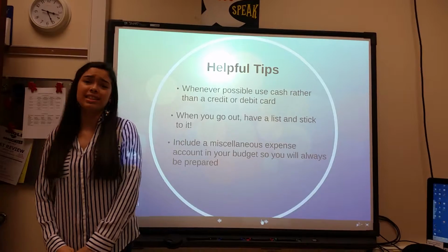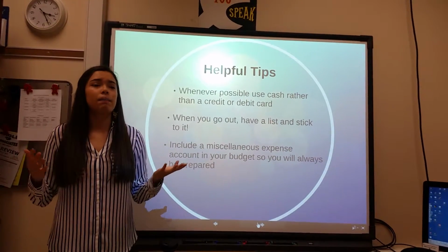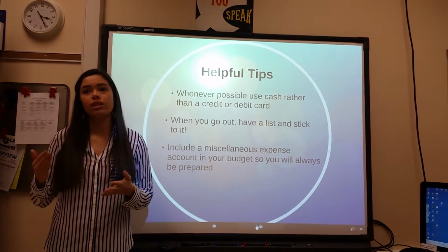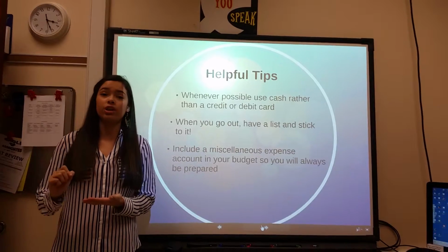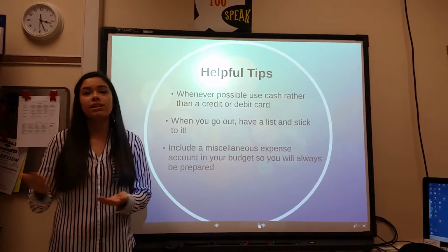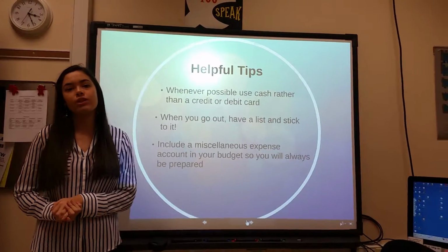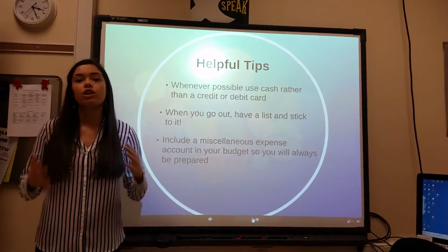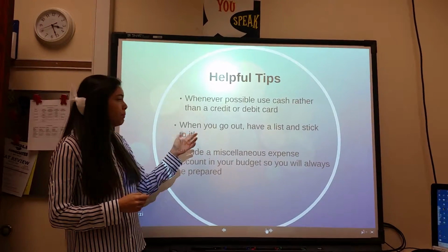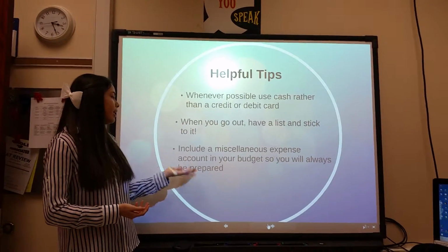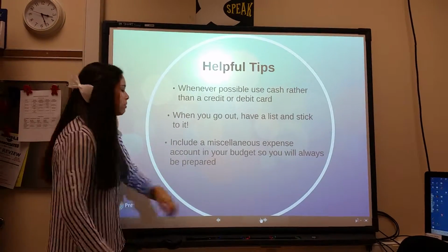When you go out, have a list and stick to it. It's proven that it's much easier to spend less money if you have a list when you go to the store and you just check off what's on your list. When you walk into the store, you may see things that you didn't think you needed, and then you end up picking them up and you spend more than you intended to. So the easiest way to cut down on your spending, especially on things like groceries, would be having a list and sticking to it. And lastly, include a miscellaneous expense account so you're always prepared, which we just talked about.